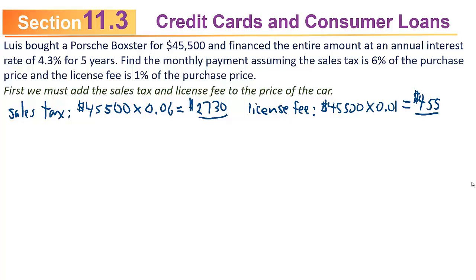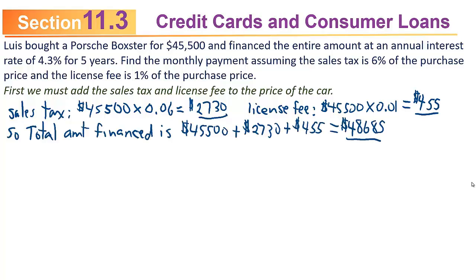So now the total amount borrowed is the price of the car plus the sales tax plus the license fee. The amount borrowed now is actually $48,685. But once you get that amount, that's going to be your capital A, and you'll use the same formula as before.